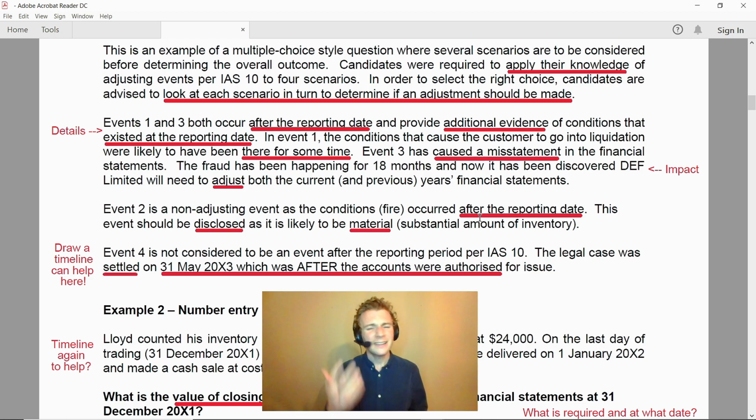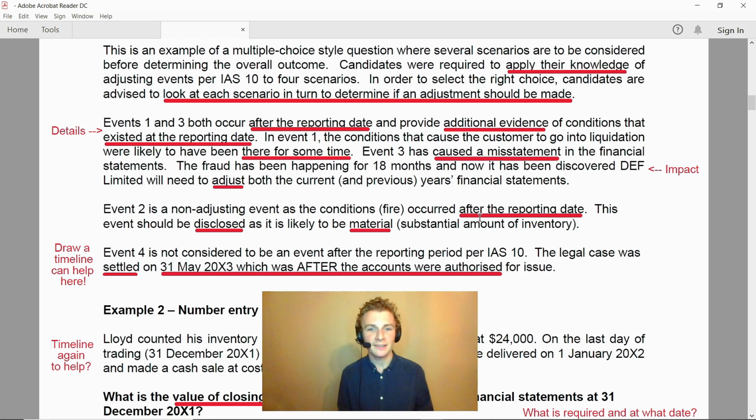So you've got to think that liquidation happens a long time in advance. The problems were likely to have been there for some time, and things usually subside gradually, rather than it being overnight, oh, here we go, we're off into liquidation. Event 3 has caused a misstatement, so this links a bit to auditing as well, but for the basis of financial accounting, we don't need to go into any audit practices, but it's a key word to make sure you get down in terms of material misstatement.